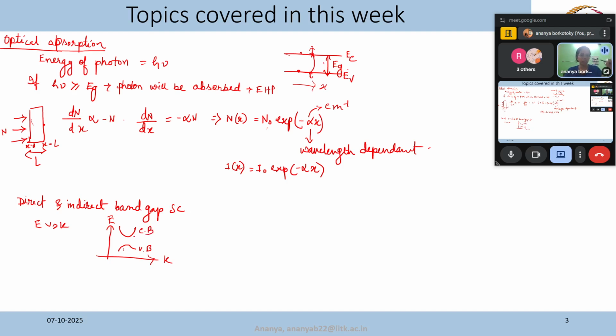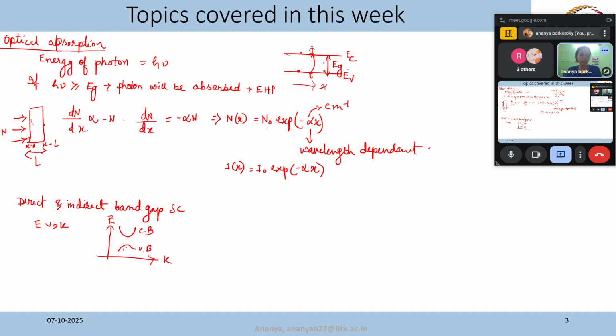This is the shape of the valence band typically, and this is the shape of the conduction band typically. How it happens, I don't know exactly, but in all the band structures, for most of the materials, the band structure looks like this: the conduction band and valence band, especially at the edge of the conduction band and valence band. Now there are many energy levels above the conduction band, and many energy levels below the valence band also.